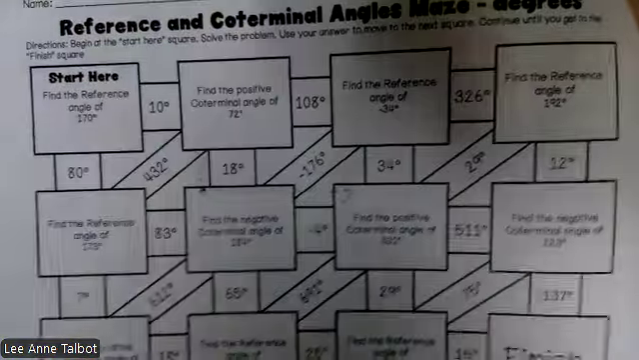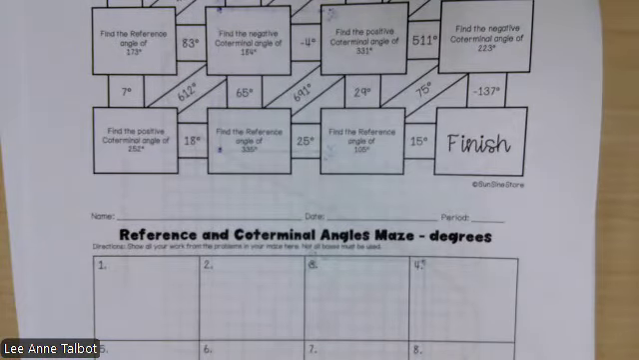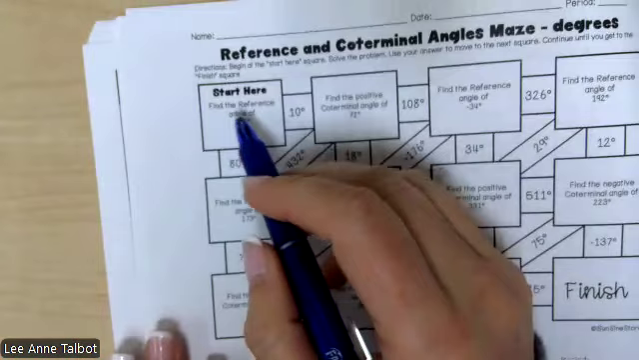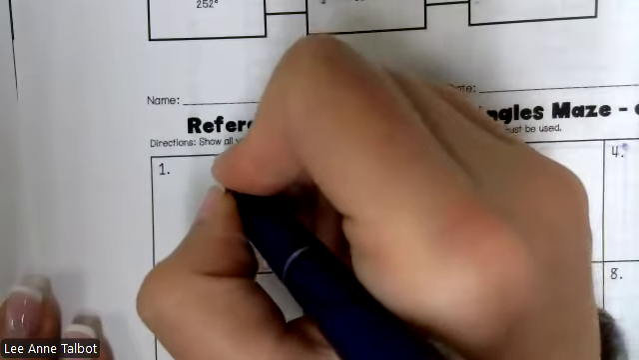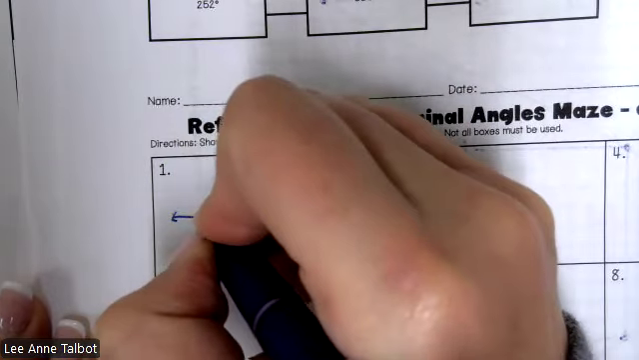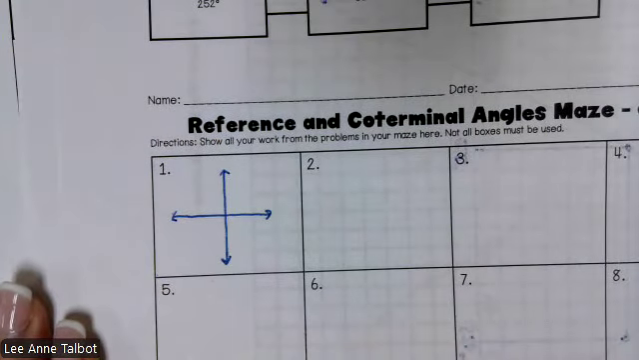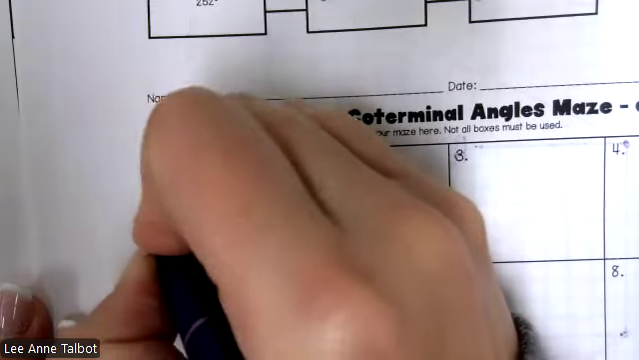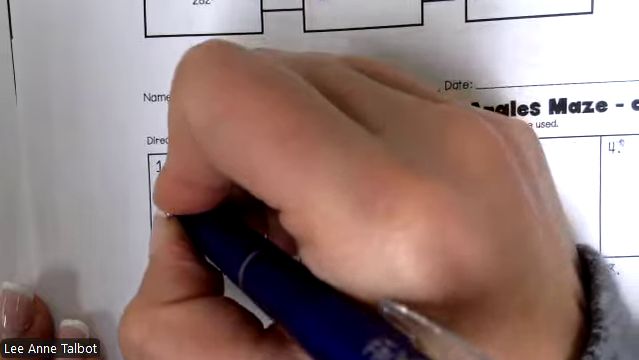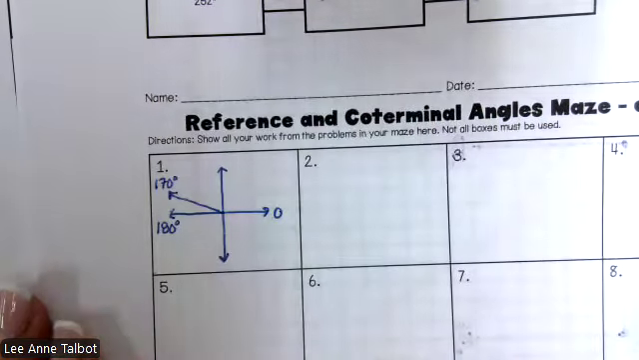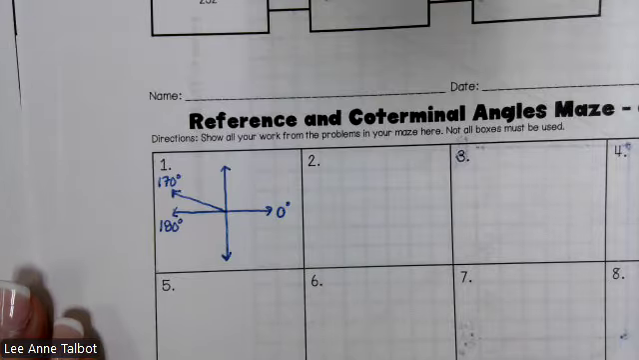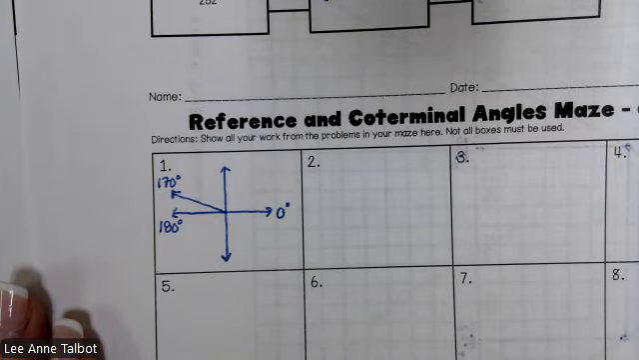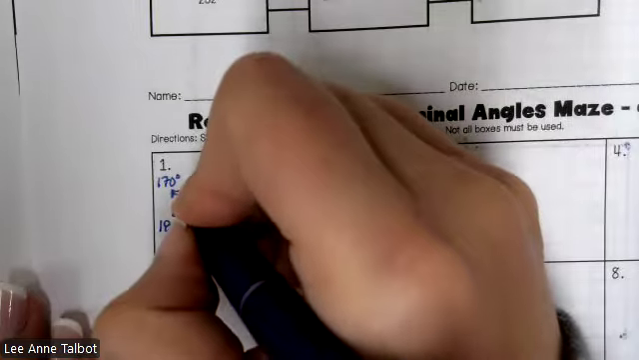Start here. And so this is the maze at the top, and then the place we're going to put our work is down here in these little boxes. And it says, number 1, find the reference angle of 170. Okay. So I'm going to come down here. These are all sketch problems, kind of. You can use formulas if you want. And I go 0, 180, 170. Does my picture make sense? Okay, so what's the reference angle? 10. Beautiful.